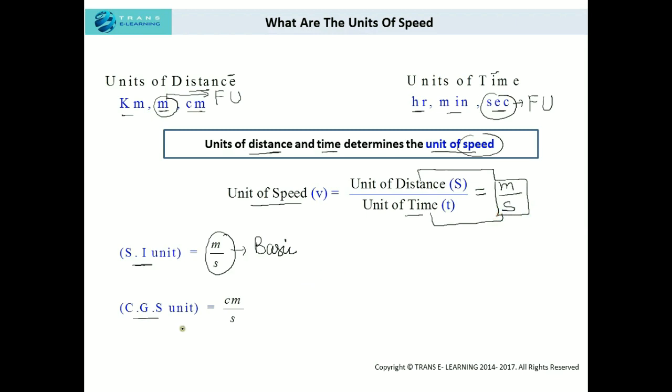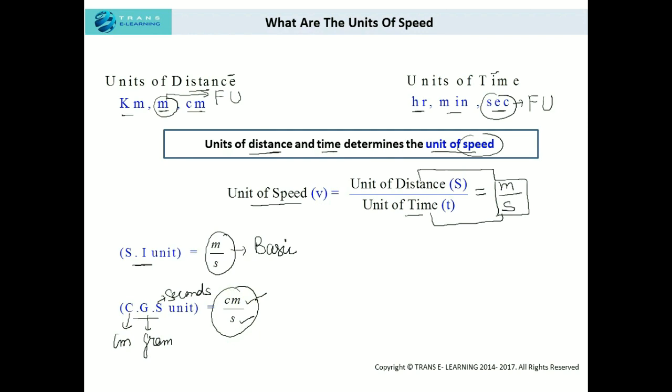But if we want to write the unit of speed in CGS, we have to consider other units. CGS stands for centimeter, gram, and second. So in this case, as the unit of distance, I can take centimeter, and for the unit of time I can take second. So the unit of speed will be centimeter per second.